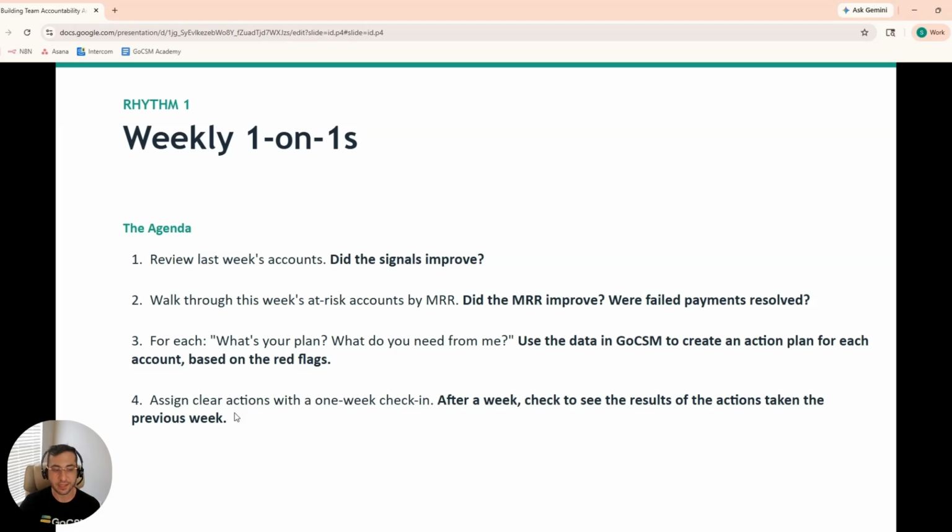By next week, these action items should have been applied. They should have been crossed off the list. And then on the next meeting, you start off by checking to see if the results of the actions taken the previous week are there. So did the MRR improve? Were the failed payments resolved? Was the login activity issue resolved? Was the product adoption issue, workflow execution for example, resolved?